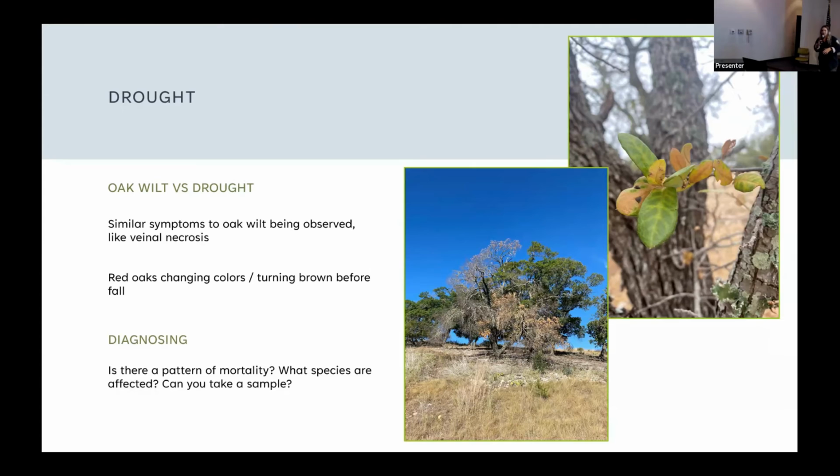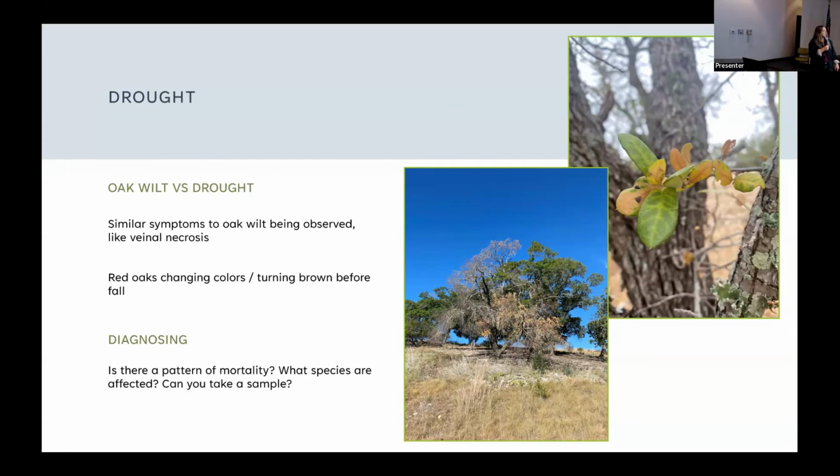And then your symptomatic trees, which might have veinal necrosis, marginal necrosis, things like that. Or are all these live oaks, in a long, big area, all exhibiting similar symptoms? If it's like a 100-foot area, 200-foot area, and all of them are at the same point of the issue visually, I think more drought. So you've got to think about it in those terms: pattern of mortality. And then what species are affected?